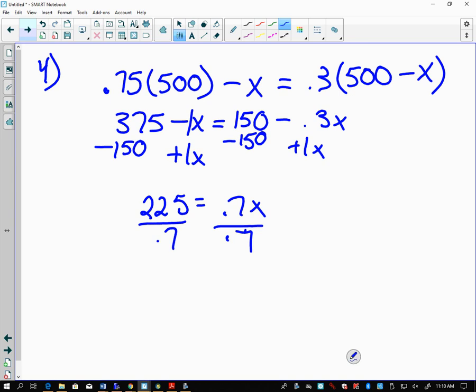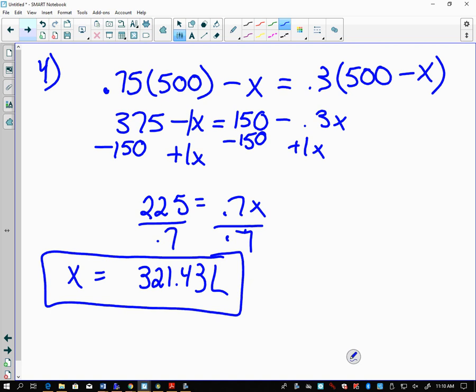Did I do something wrong? I think I'm good so far. Negative 0.3 plus 1. You see it? Okay. 321 point, and we can take it to 2.43 liters. Again, make sure we label. Does that make more sense now? Can we read that and see the equation? That's the hardest part.